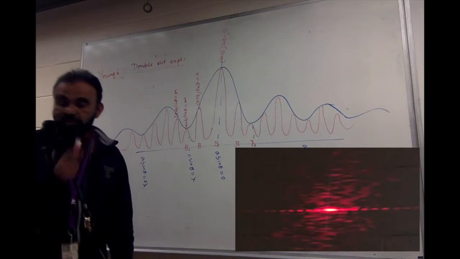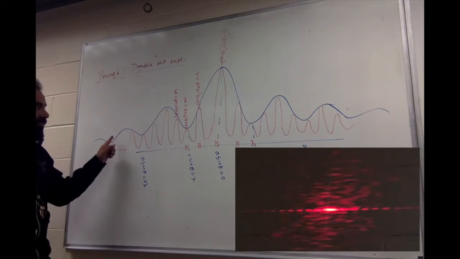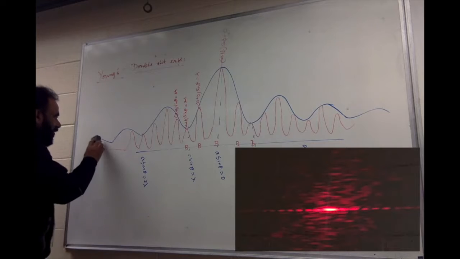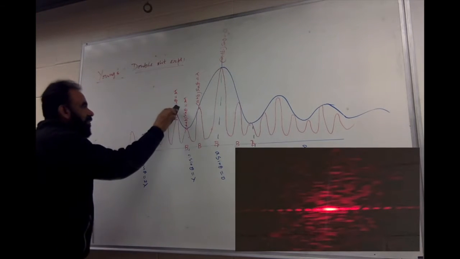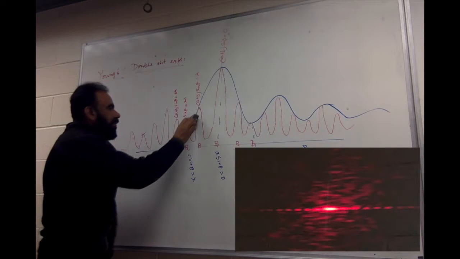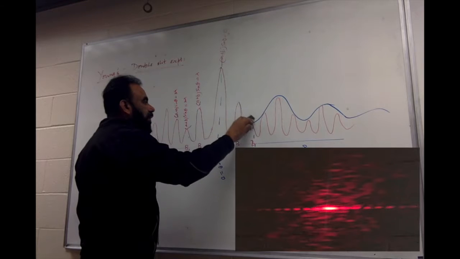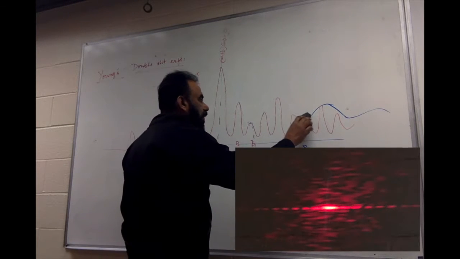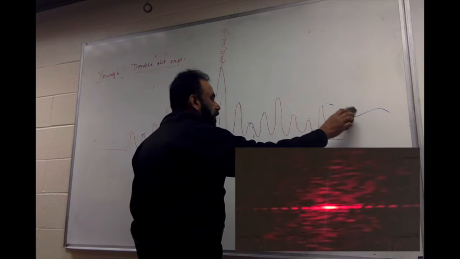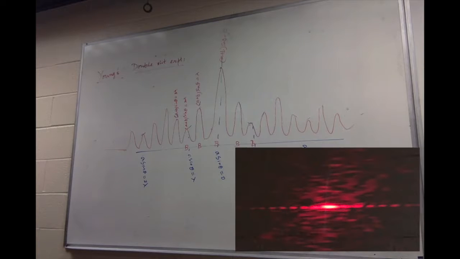So what exactly do you see on the screen? You don't see this blue line at all. So I'm going to take it off. You don't see the blue line at all. On the screen, you will see this. That is what you see on the screen. You don't see the whole thing.